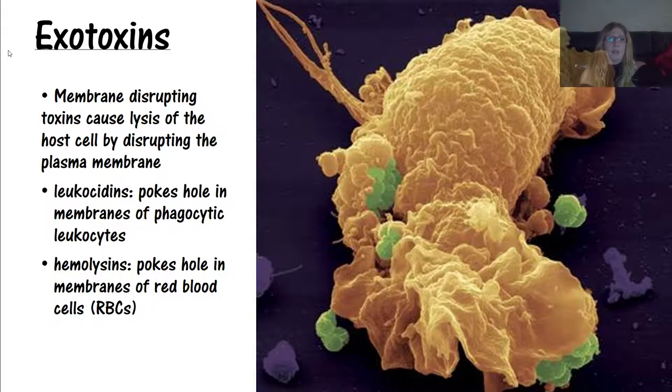Exotoxins. Membrane-disrupting toxins cause lysis of the host cell by disrupting the plasma membrane. Leukocidins poke holes in the membranes of phagocytic leukocytes. Hemolysins poke holes in membranes of red blood cells.